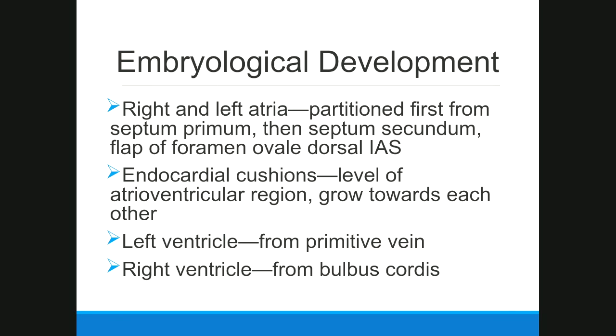The right and left atria, we don't just have a single interatrial septum that forms in one fell swoop. It actually forms in 3 different parts. So the right and left atria are first partitioned from what's called the septum primum. This is the part of the interatrial septum that is down towards the crux of the heart, towards the middle portion. Then you have the septum secundum, which is the middle portion of the interatrial septum where the foramen ovale exists. It's the most common place that we see atrial septal defects.